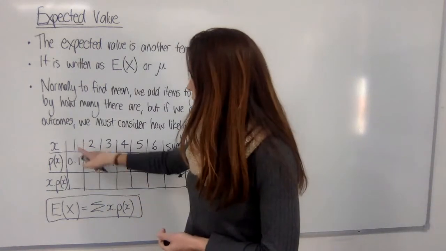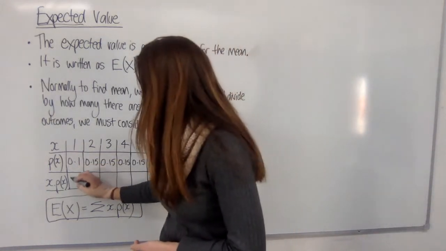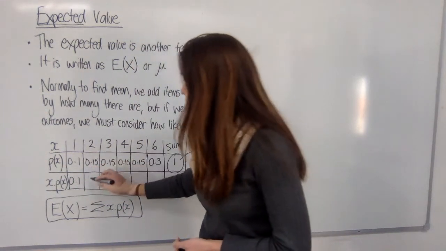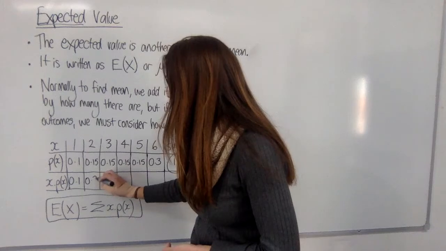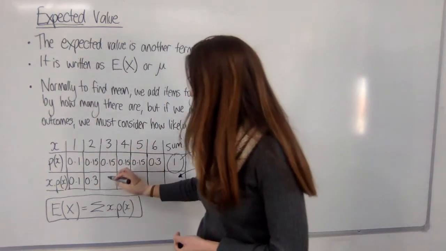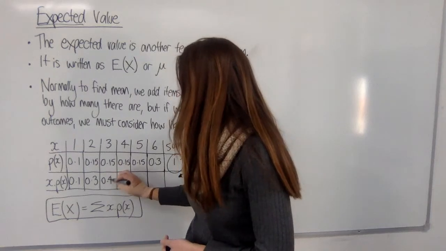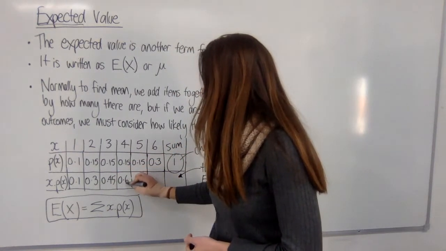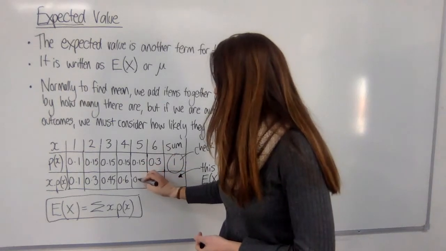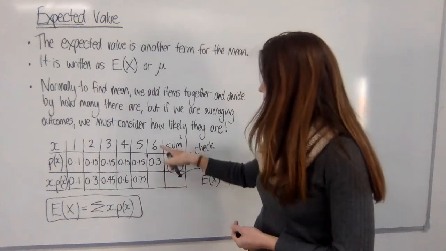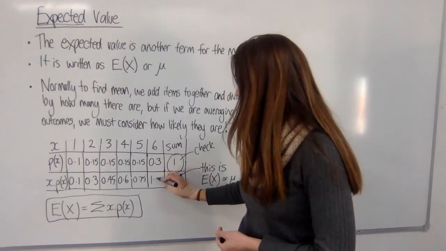All right, 1 multiplied by 0.1, I can do that in my head. 2 lots of 0.15, that's 0.3. Now you can use a calculator for any of these if you like. 3 times 0.15, that's 0.45. 4 lots of 0.15 is 0.6. 5 lots of it is 0.75. You'll notice it's going up by 0.15 at a time. And 6 lots of 0.3 is 1.8.